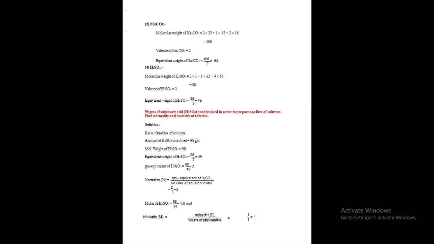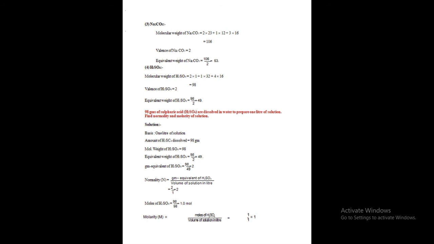So once you find the gram equivalent, substitute it in the formula. We already have the given value, volume of solution in liter, 1 liter. So 2 by 1 is equal to 2. This is the normality.